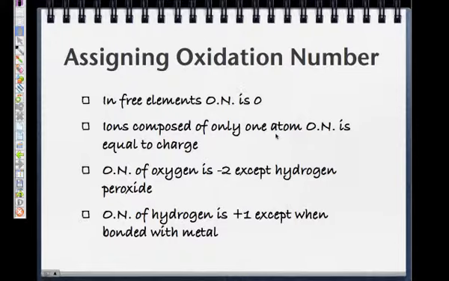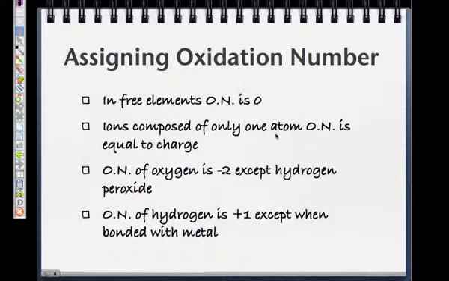The oxidation number of oxygen is always -2, except if we have hydrogen peroxide, H2O2, where it would be -1.